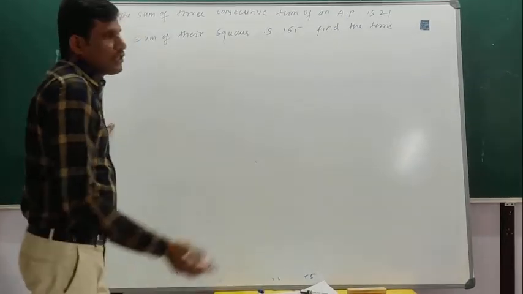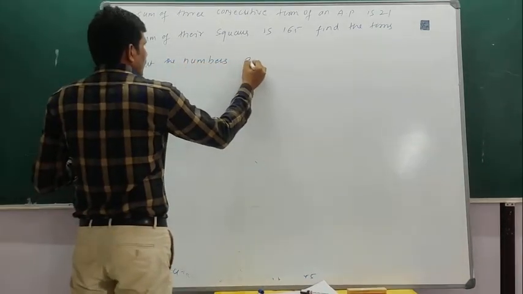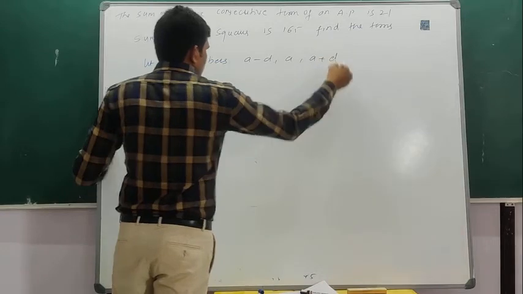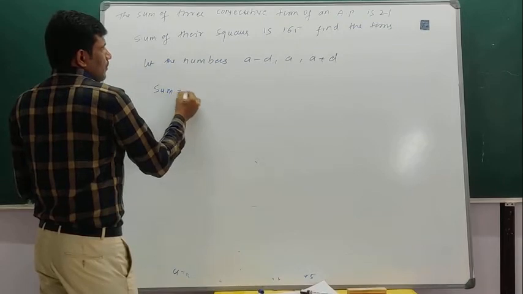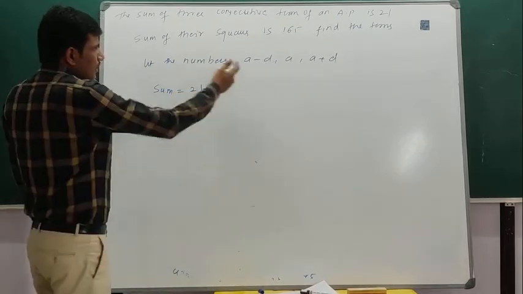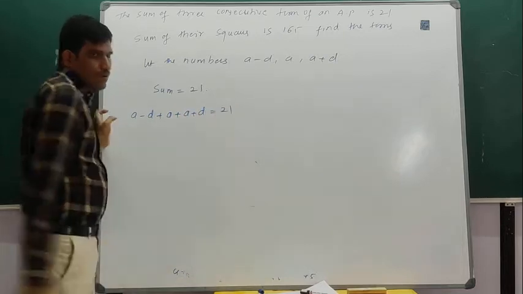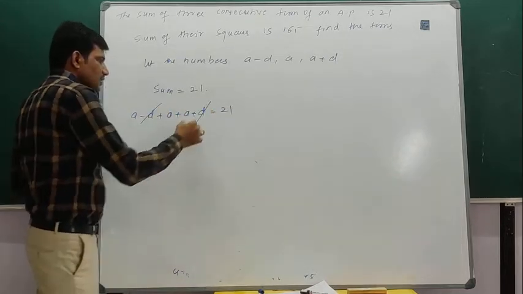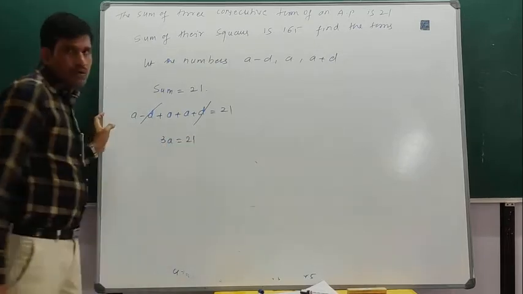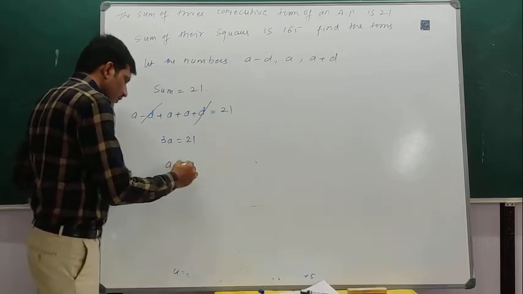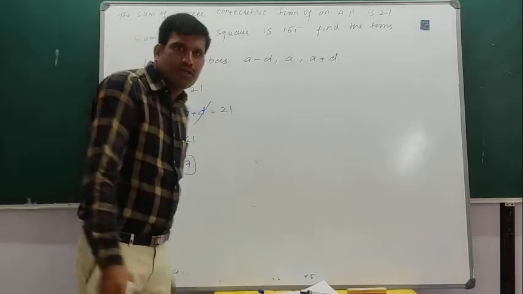So the sum of three consecutive terms. When three terms are given, let the numbers be, I told you, a minus d, a and a plus d, right? So that sum is equal to how much? The sum is equal to 21. So a minus d plus a plus d is equal to 21. Minus d and plus d will get cancelled. A plus a, it is 3a is equal to 21. So then what is the value of a? The value of a is 7.